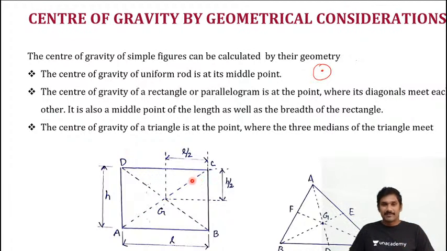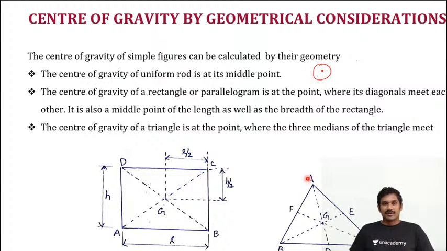Or else, another method is to find the midpoint of the length. So for the length DC, the midpoint is here, and draw a vertical, that is a perpendicular, line here. Same way, find the midpoint of this length CB, right? Now draw a horizontal line. These two lines meet at a point, and that is the CG. Simple, right? So two different methods for a parallelogram and rectangle, right?